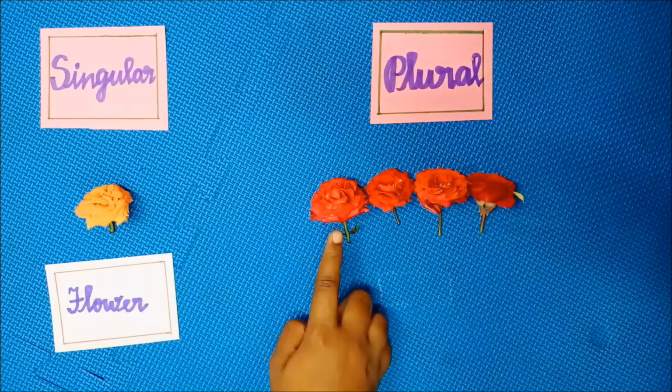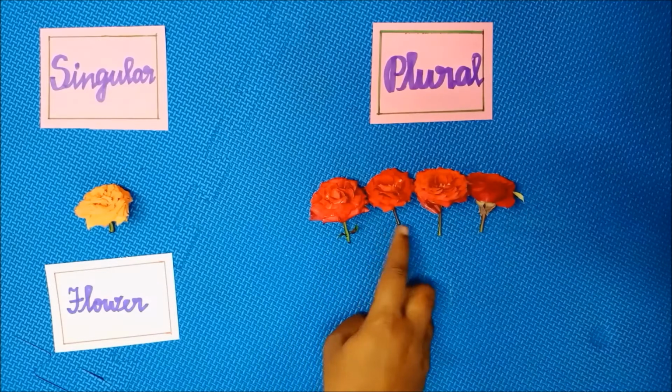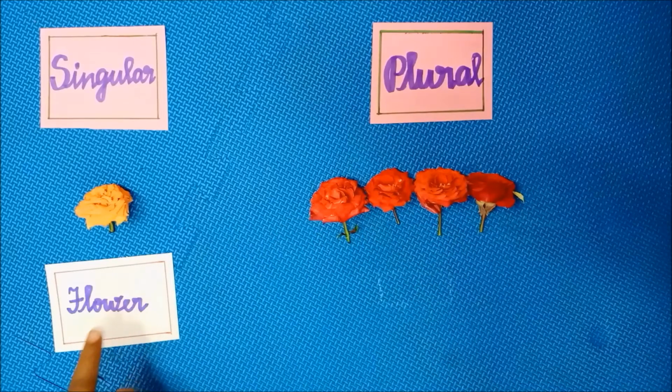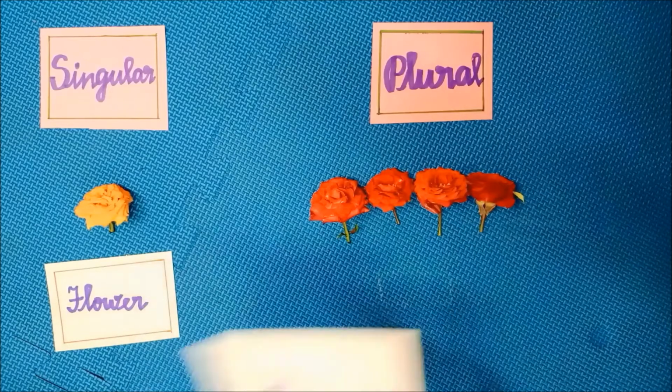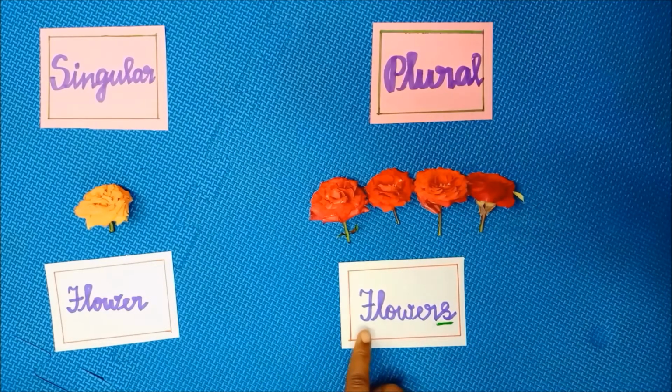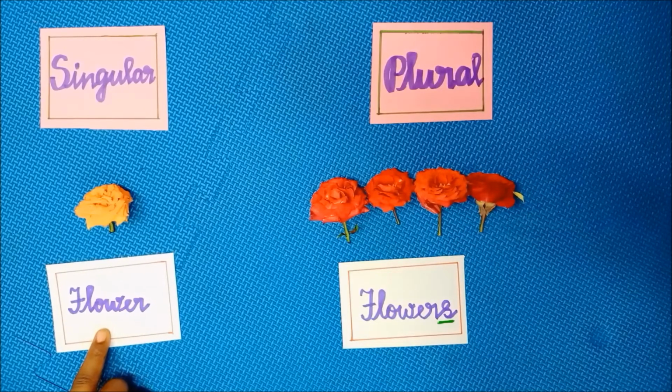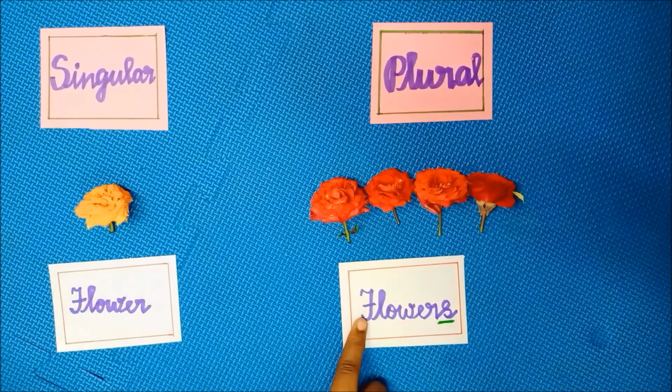Shall we count this? 1 flower, 2 flowers, 3 flowers and 4 flowers. Here I have how many flowers? Yes, very good. I have 4 flowers. So the plural form of flower is flowers. See the spelling? Flowers. The singular form is flower because here I have only one flower. Here I have 4 flowers, so the plural form of flower is flowers.